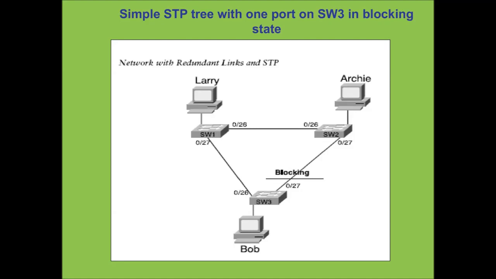Over here there are three devices named Archie, Bob and Larry, and there are different switches among these three users. You can see switch number 1 and switch number 2 between Archie and Larry, switch number 1 and switch number 3 between Larry and Bob, and switch number 3 and switch number 2 between Archie and Bob. This link is in blocking state, so it is not possible to transfer data on this link. Switch number 2 and switch number 3 are not able to transfer data because this link is in blocking state, and the other links, between switch 1 and switch 2 and between switch 1 and switch 3, are in non-blocking state. So on these two links data is being transferred.